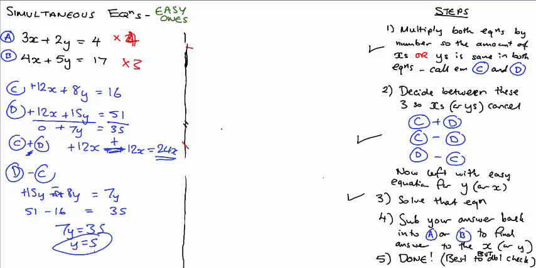So did you see we actually get a y first here? And then we can plug it into any one of these. Look, I'll pick the second one this time. So look, 4x plus 5 times 5 equals 17. Take away 25 from each side. You get 4x equals minus 8. Divide by 4. x equals minus 2. Really doesn't matter what order you're doing.